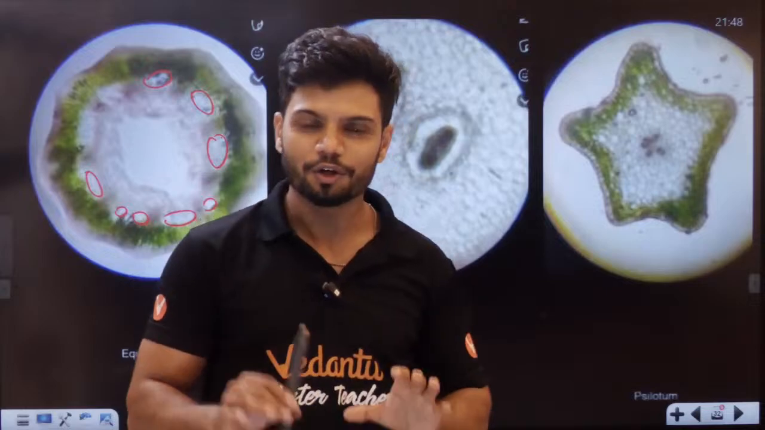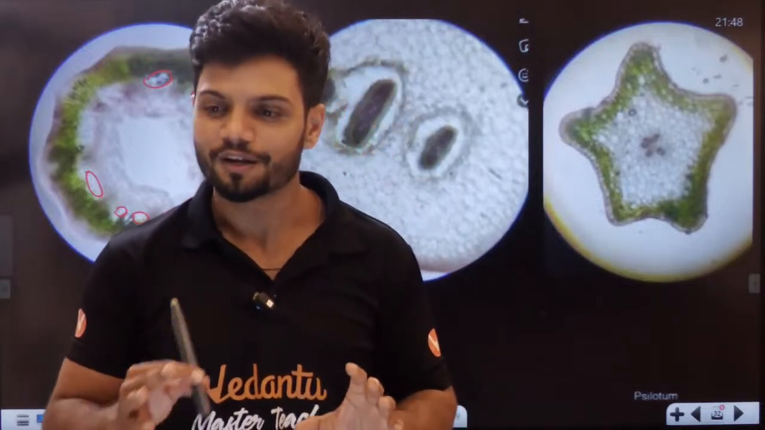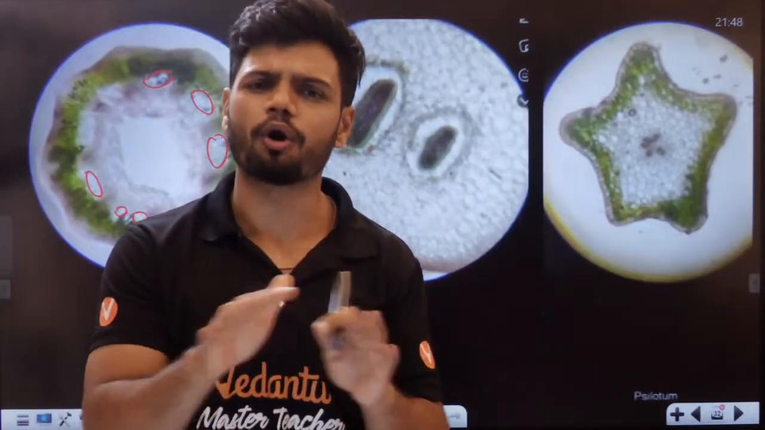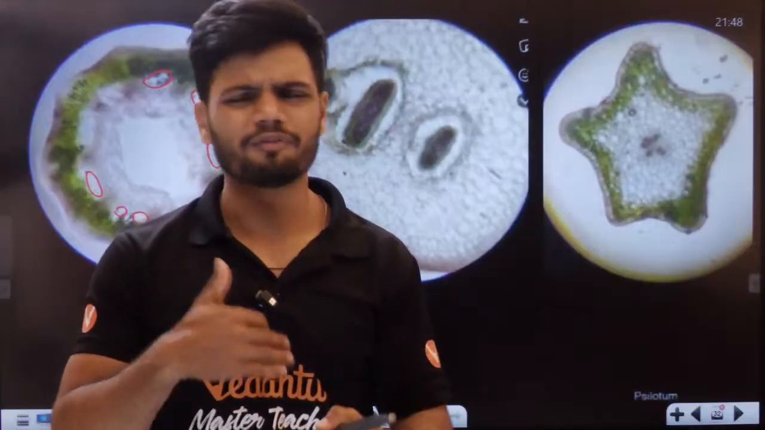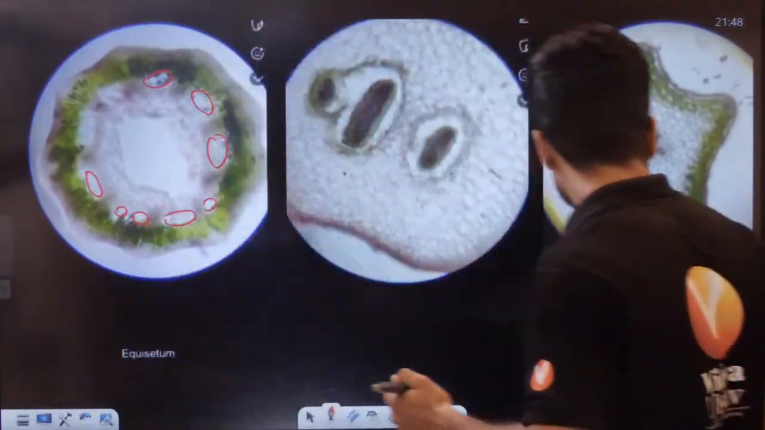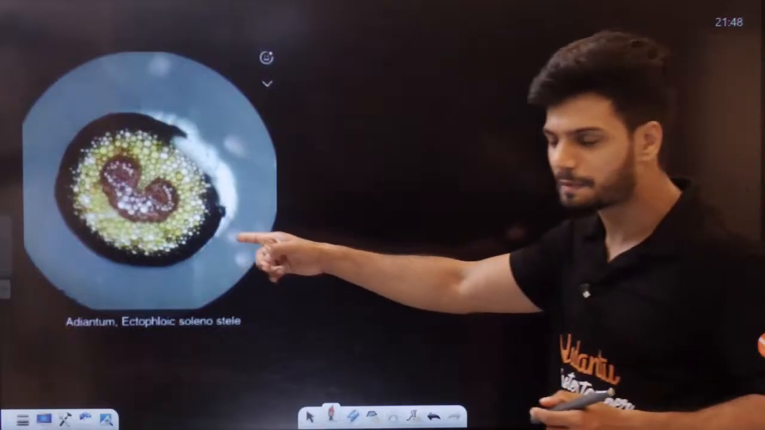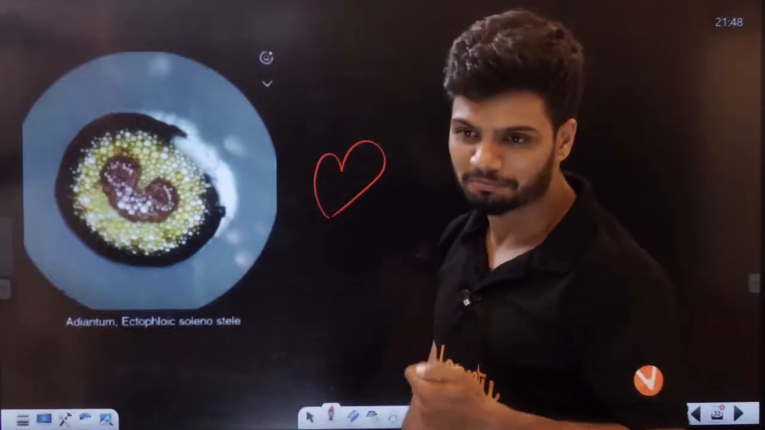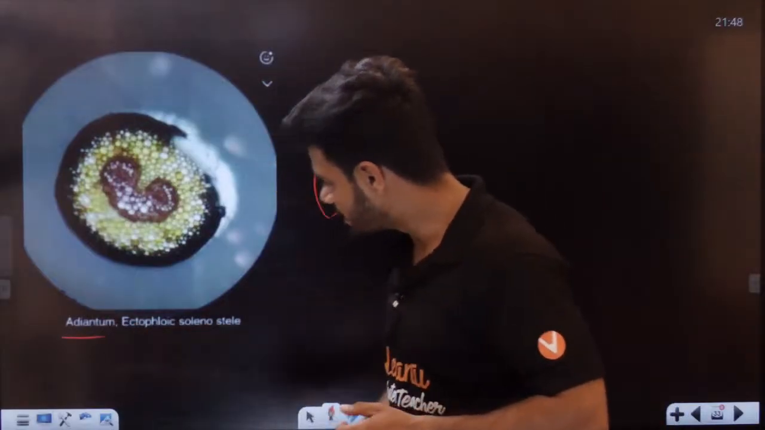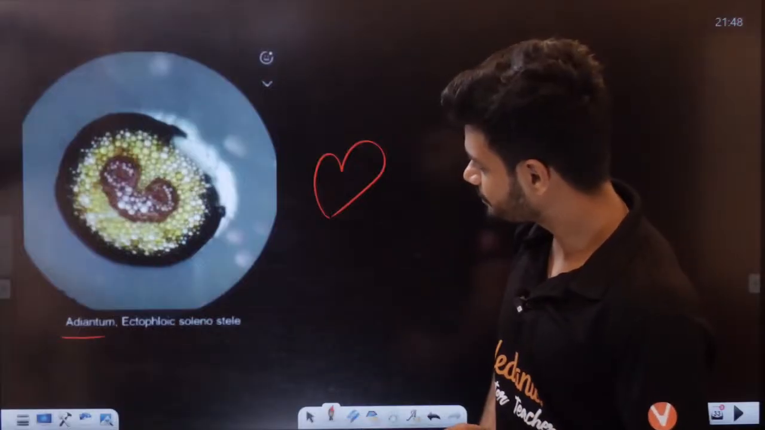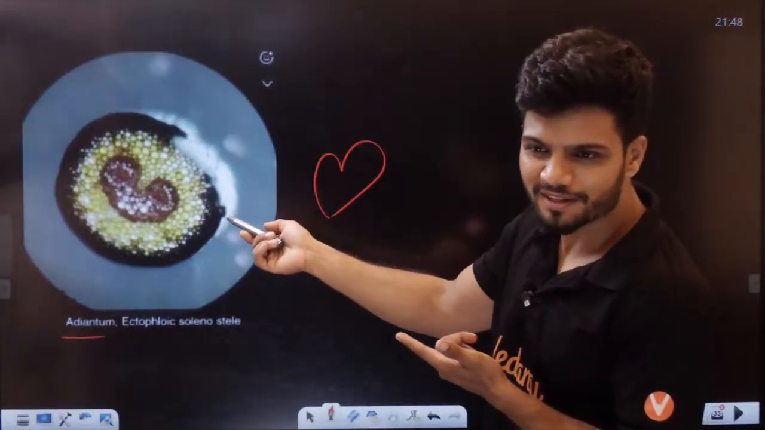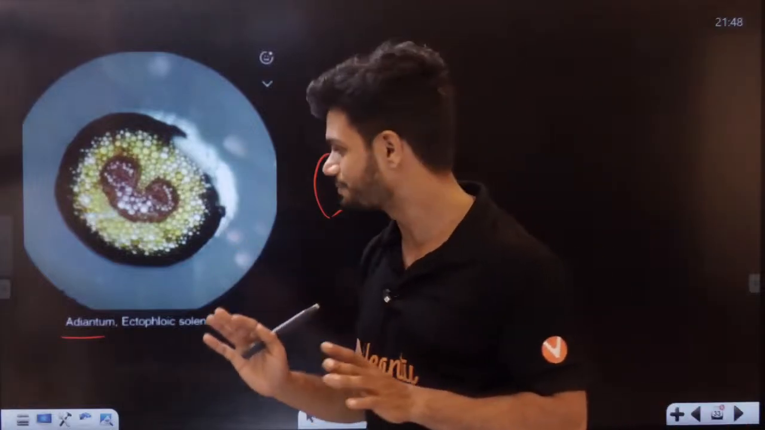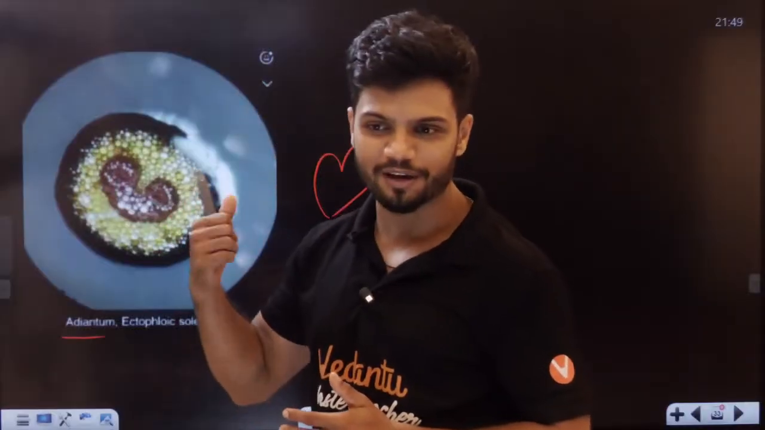Now students, do you want to see my favorite section of all time? My favorite section which I have personally taken, of all plants, algae, bryophytes, pteridophytes, gymnosperms, anything. This one is my favorite. It is called Adiantum section, where it shows ectophloic solenostele. Look, it looks like a heart, right? This is my favorite section which I have taken in my life. I'm very proud of this section also. I always show this to my students also.